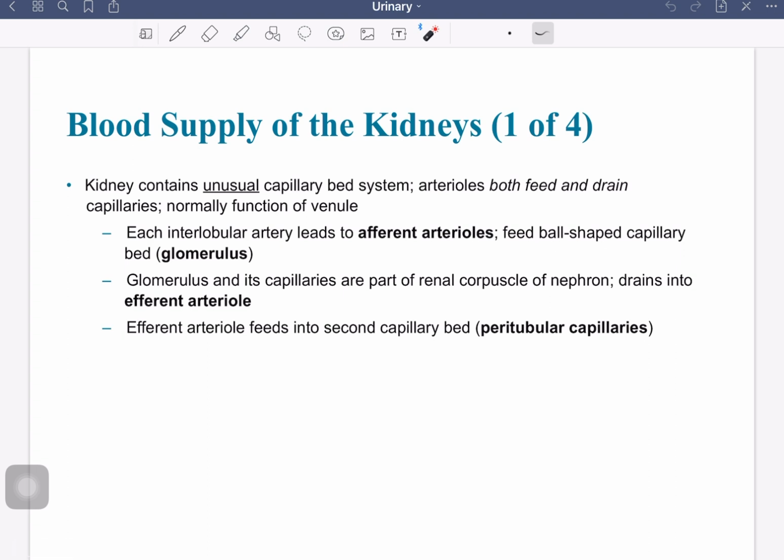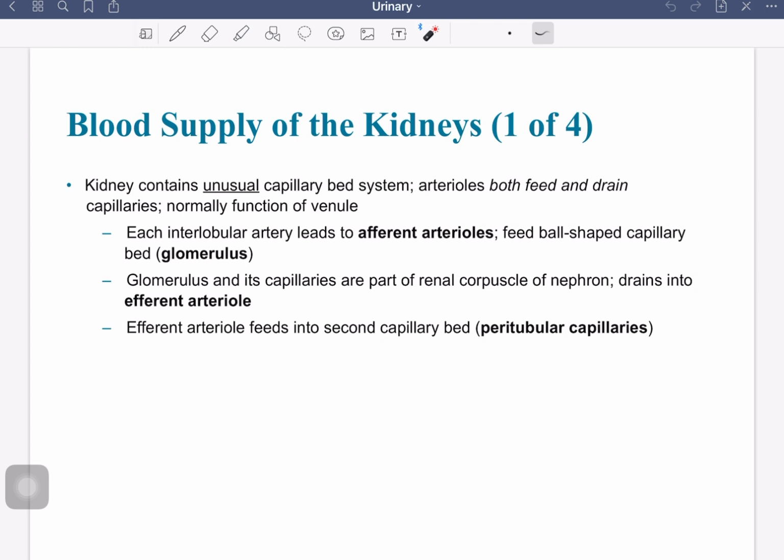And then this leads into a group of capillaries. Now, when we're talking about the capillary bed associated with the kidneys, they're not your standard capillary bed system. The arterioles both feed and drain the capillaries. So, in many ways, this is quite different than what we've seen before. Now, each of these interlobular arteries leads to what we call an afferent arteriole. And this leads into the glomerulus, which is sort of like this ball of capillaries.